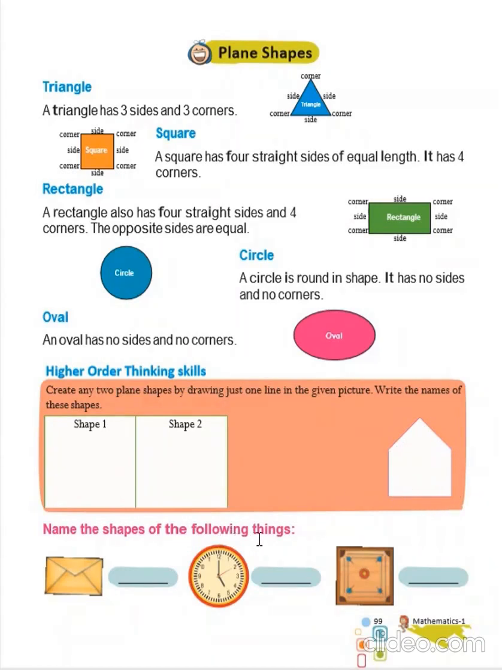Now come to this exercise. What do we have to do in this exercise? We have to name the shapes of the following things. This is an envelope and the shape of the envelope is rectangular. Opposite sides are equal, so it is rectangular. This is a circle. It is round in shape. This is a square. It has four sides and all the sides are equal.